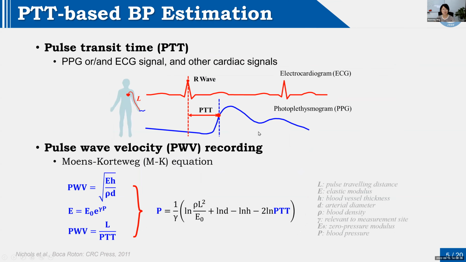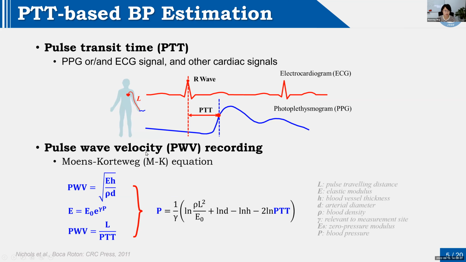And for blood pressure, as I just mentioned, PPG is the most popular signal used. The well-known indicator, the pulse transit time, has been used to track blood pressure changes. The pulse transit time can be calculated from PPG signals, like two-channel PPG signals, or from PPG signals and ECG signals.